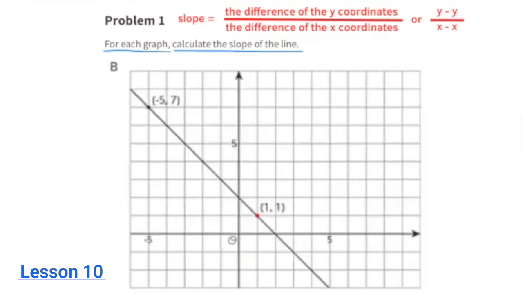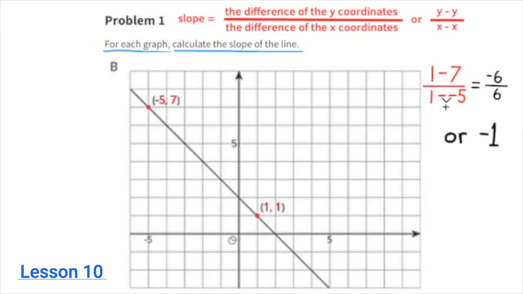Graph B. Let's put a point for the coordinates 1, 1, and a point for the coordinates negative 5, 7. Y minus y, that would be 1 minus 7, over x minus x, that would be 1 minus a negative 5. 1 minus 7 is negative 6, and 1 minus a negative 5 is the same thing as 1 plus 5. 1 plus 5 is 6. So the slope of this line is negative 6 over 6, which is the same thing as negative 1.